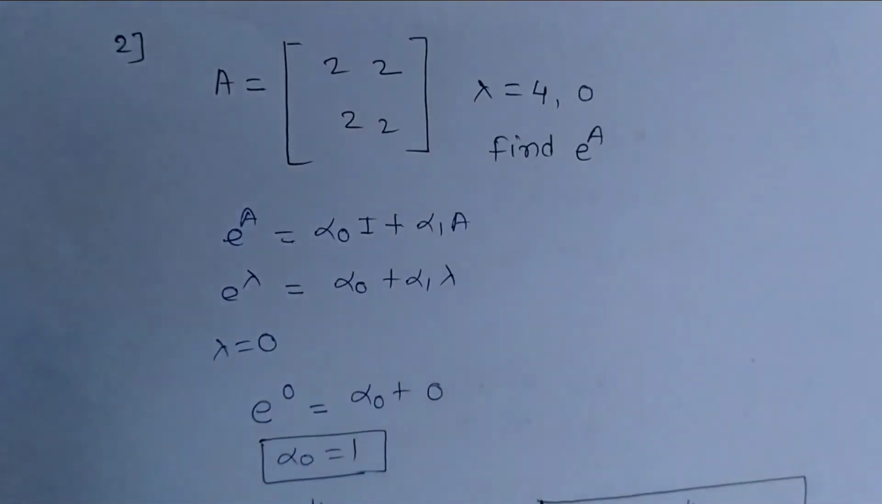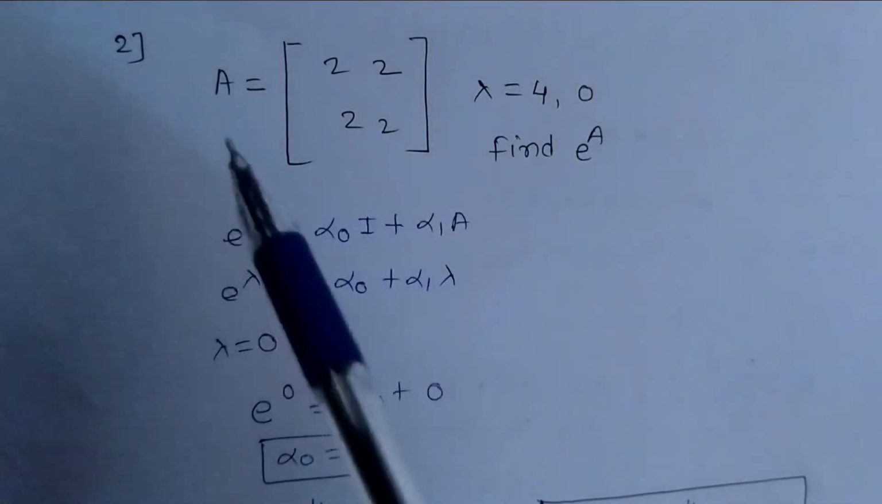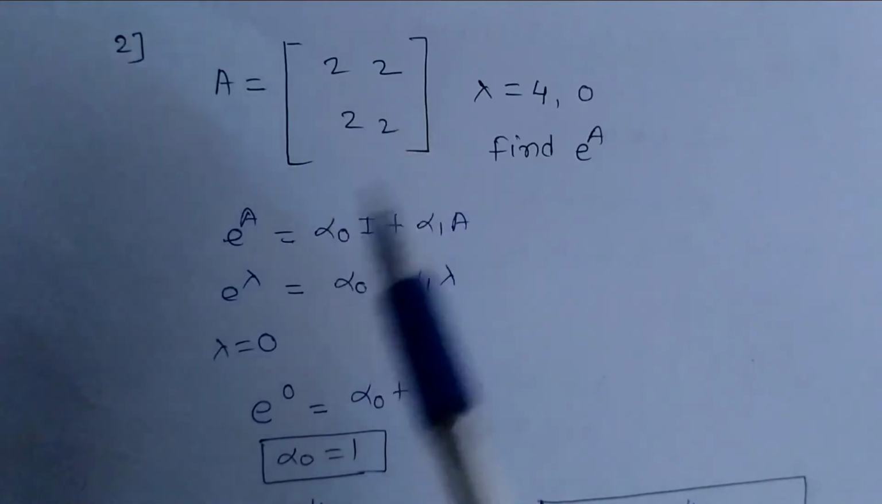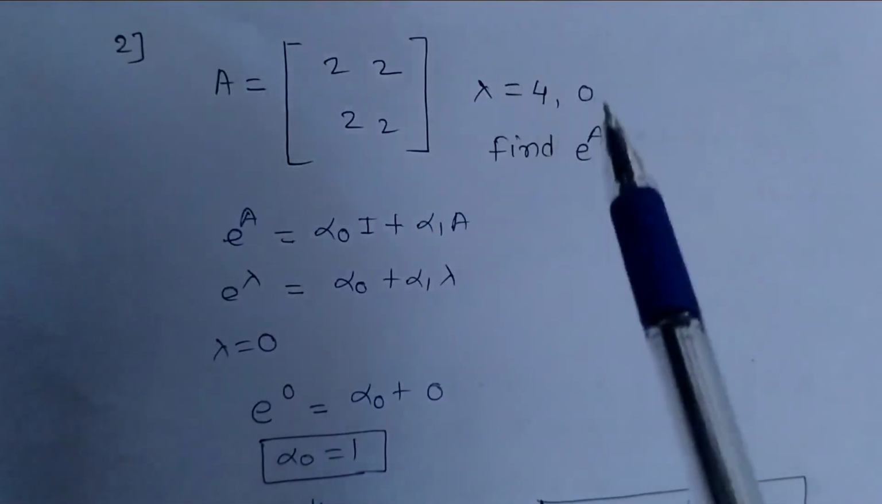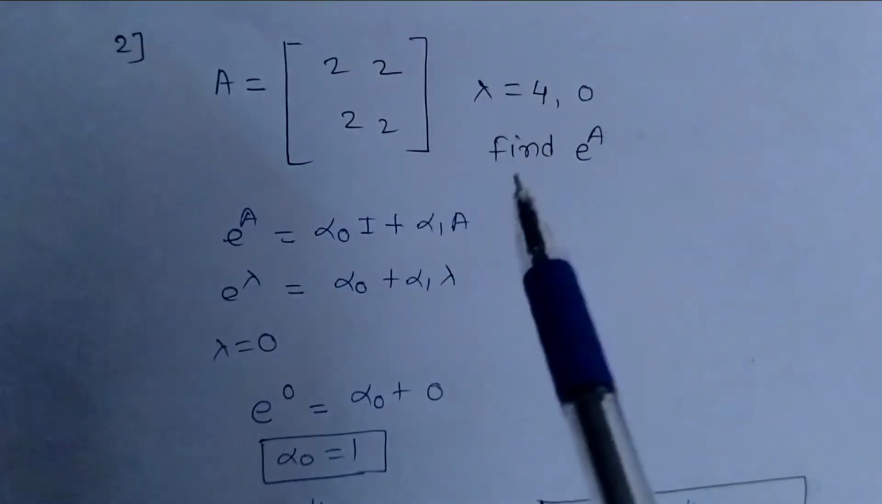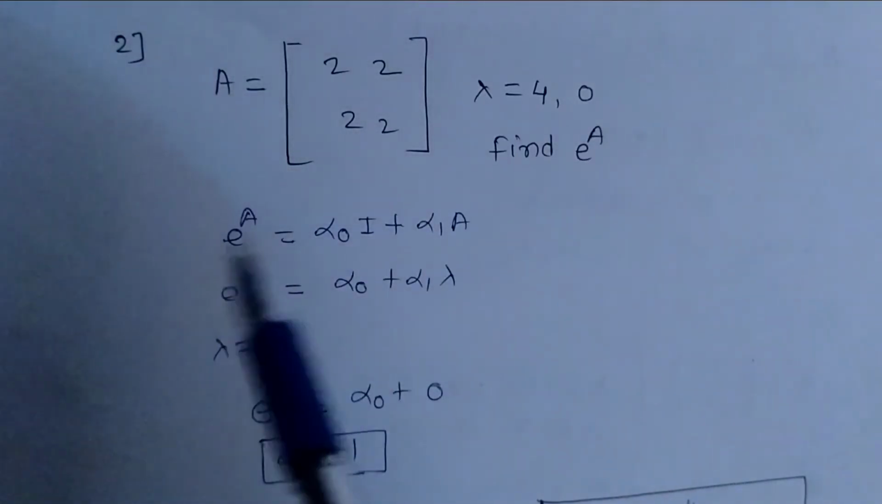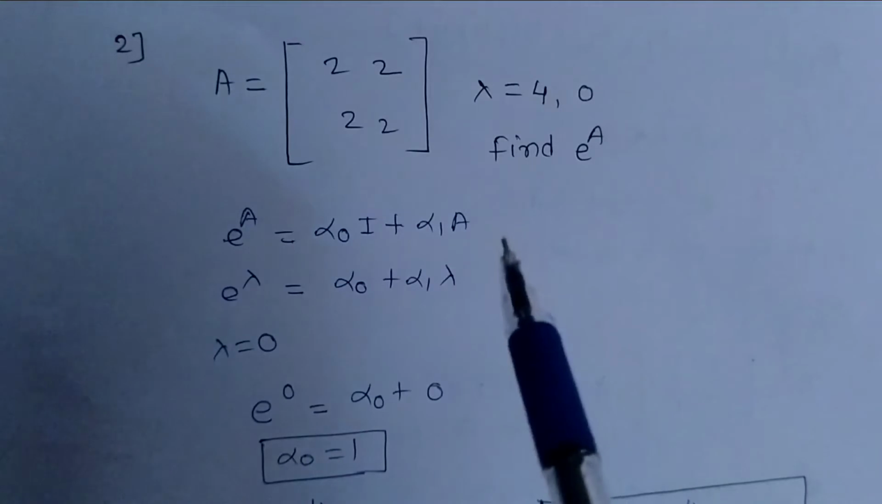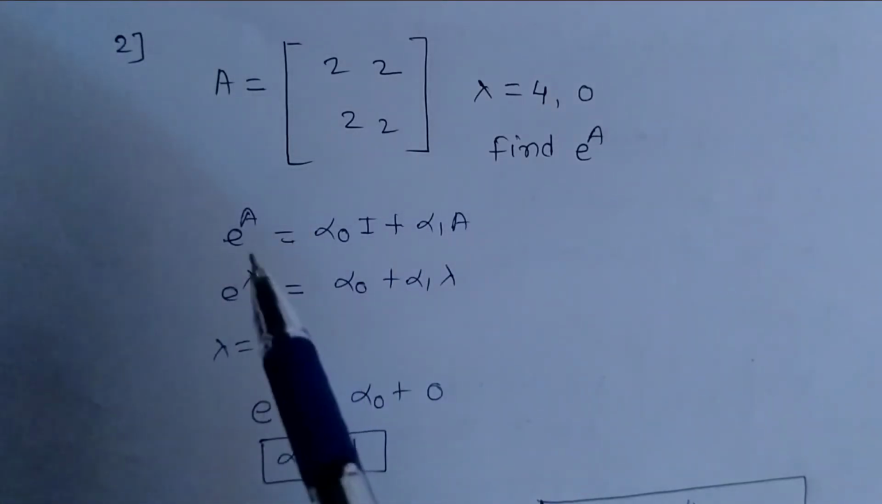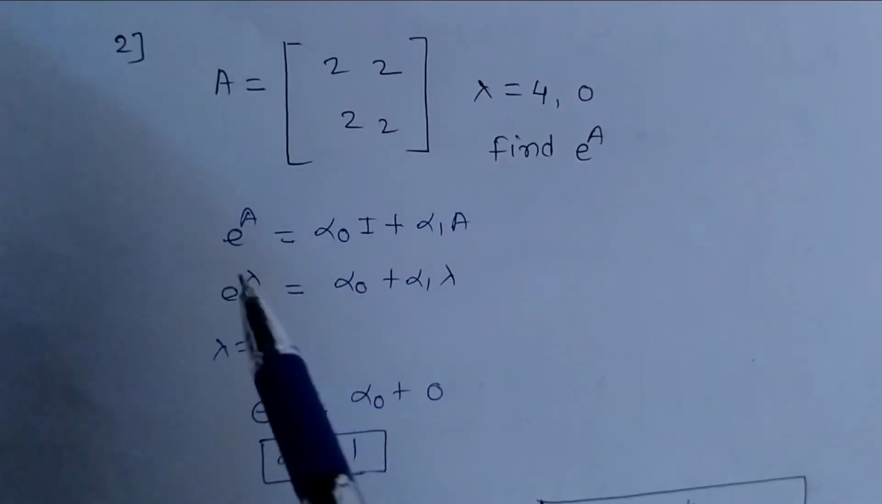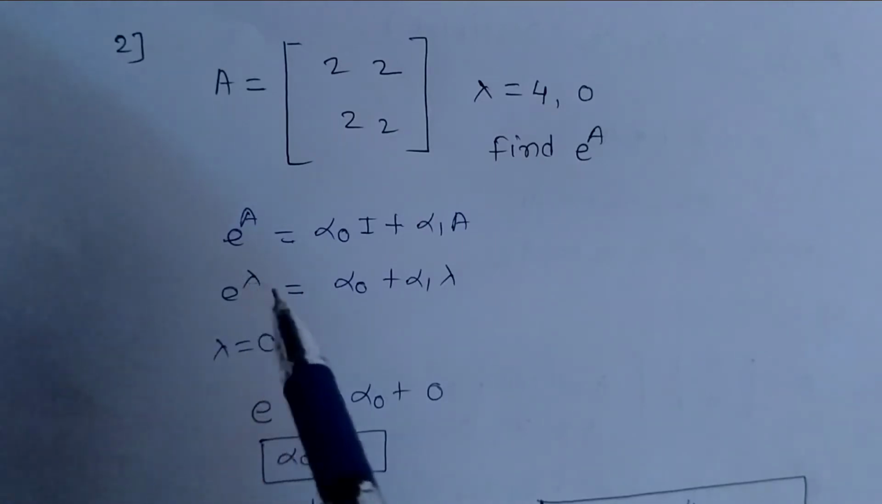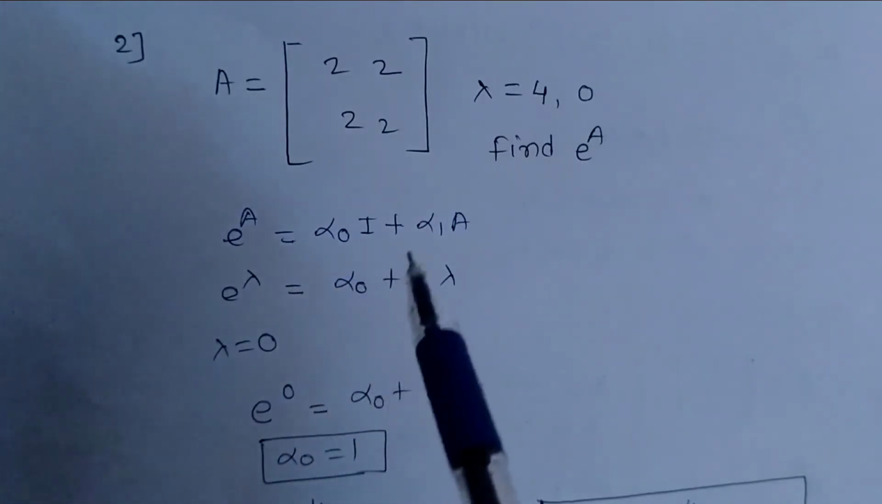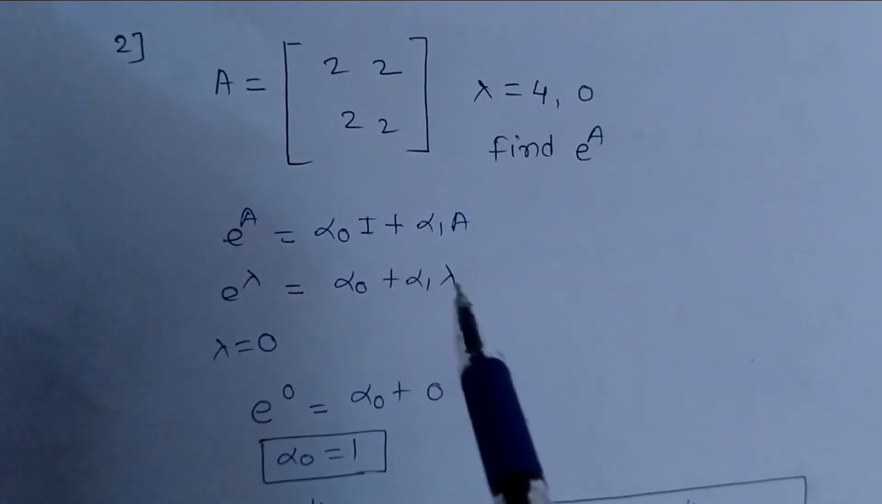Next example, A is equal to the matrix 2, 2, 2, 2. Here the eigenvalues are 4 and 0, and we have to find e raised to a. So e raised to a is equal to alpha naught I plus alpha 1 a. Here, instead of a we can take lambda: e raised to lambda is equal to alpha naught plus alpha 1 lambda.